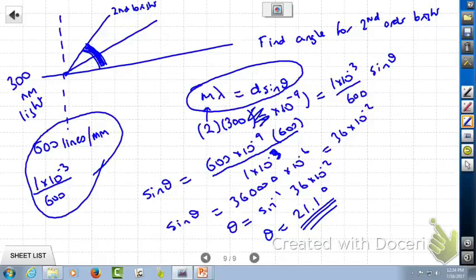I was not able to understand how you find D. Yeah, the 1 times 10 to the negative 3. Oh, because it's a millimetre. I said per millimetre, so 1 times 10 to the minus 3. Then divide it by 600. Yeah, cool.